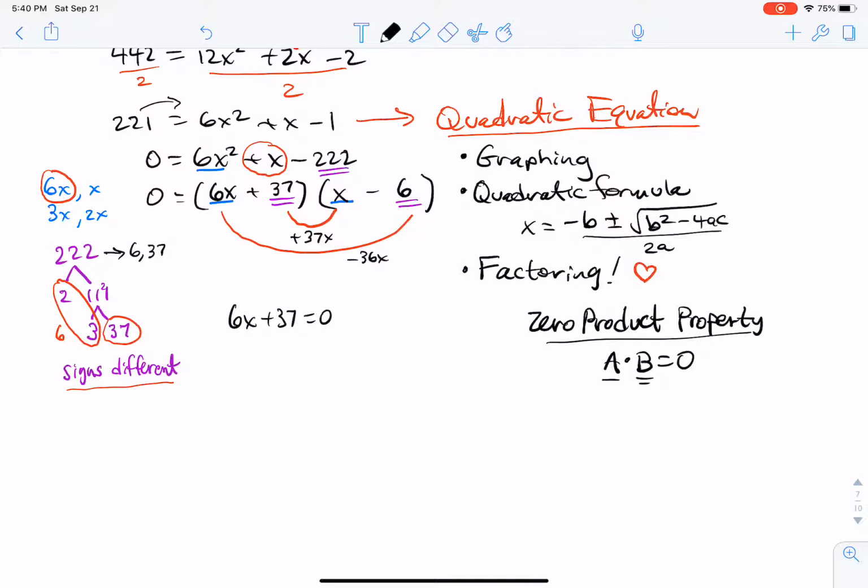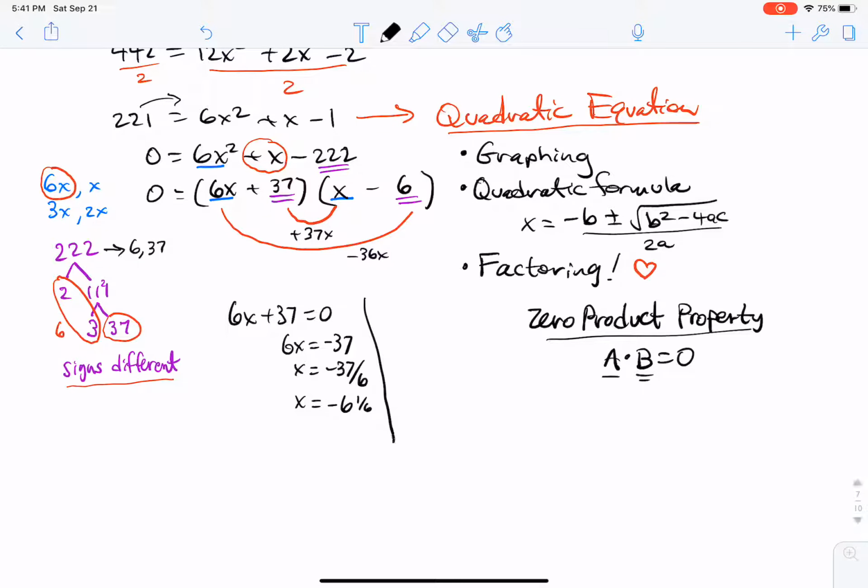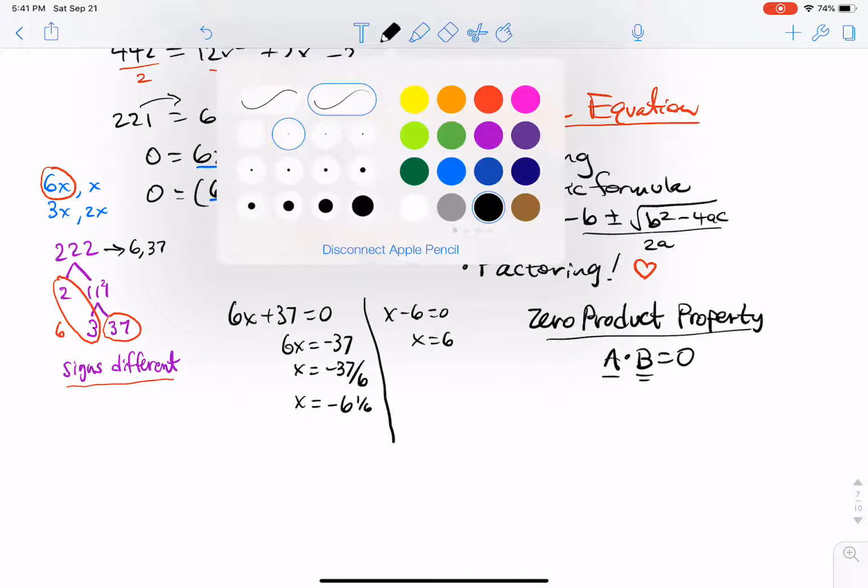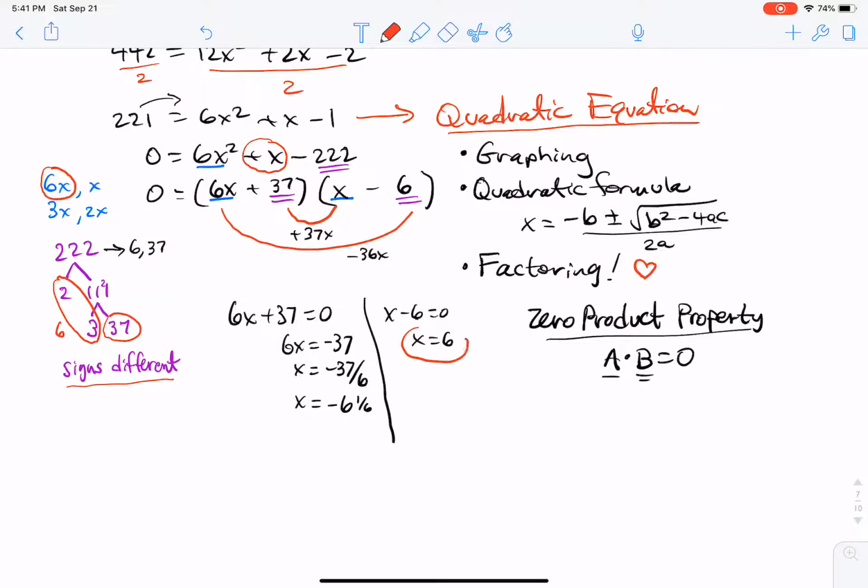I'm going to solve that small little linear equation by subtracting over the 37, and then dividing both sides by 6. I get negative 37 over 6, which, if you prefer, is negative 6 and 1/6. Nice. Or possibly it's the second factor over here, which is x minus 6 equals 0. Add over our 6, and we get x is equal to 6. So with quadratics, we should always expect to get two answers, like so.